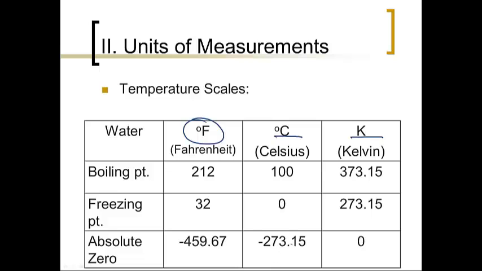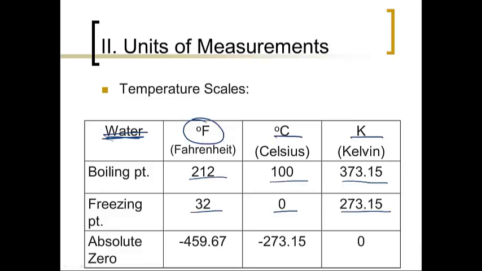Okay. So, boiling points for water. Okay. On the Fahrenheit scale, water boils at 212 and freezes at 32. Celsius is nicely used because the freezing point of water is 0 and it boils at 100. Kelvin, we use 273.15 and 373.15 for the freezing and boiling points.